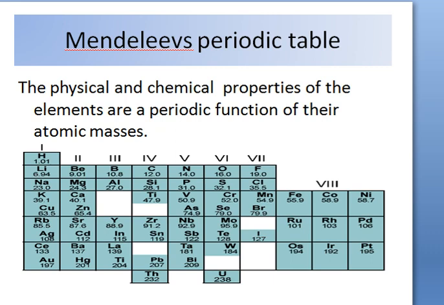And the last limitation is that no proper explanation has been offered for why the elements are placed in groups according to their properties. So in this way Mendeleev's periodic table went on with time, and today we will see the new periodic table, that is the modern periodic table.